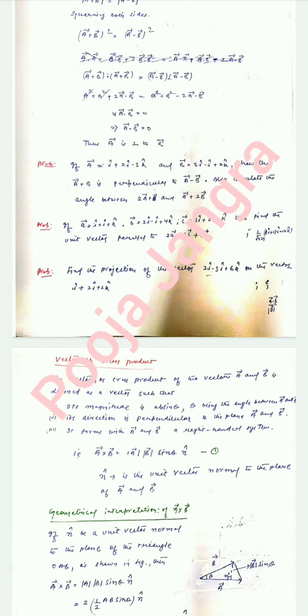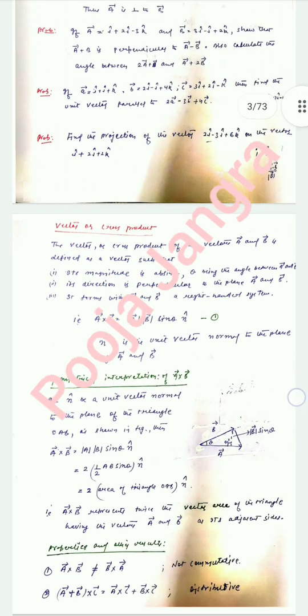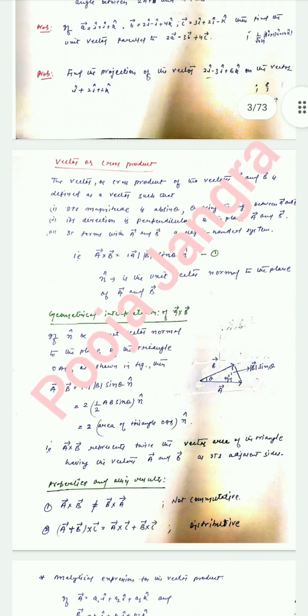The next topic is vector or cross product. So what is the vector product? Vector product is also known as cross product. The vector product or cross product of the two vectors a and b is defined as the vector such that its magnitude is AB sin theta, theta being the angle between A and B, and its direction is perpendicular to the plane of A and B. And what is the third property? It forms with vector A and vector B a right-handed system.